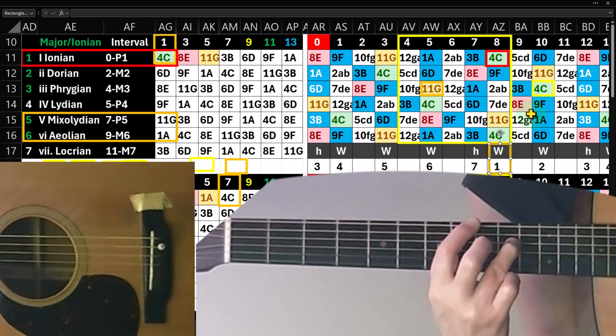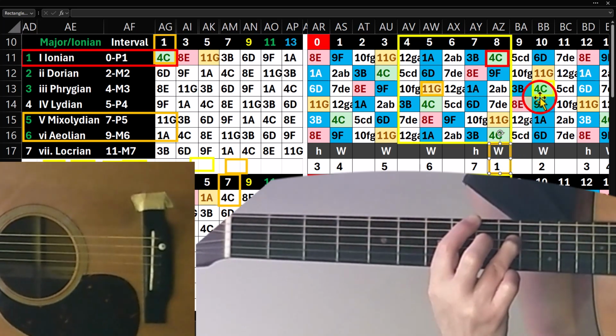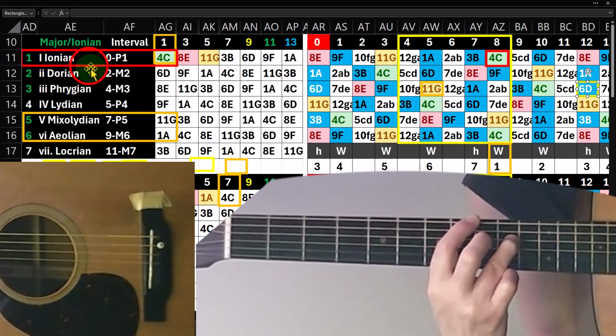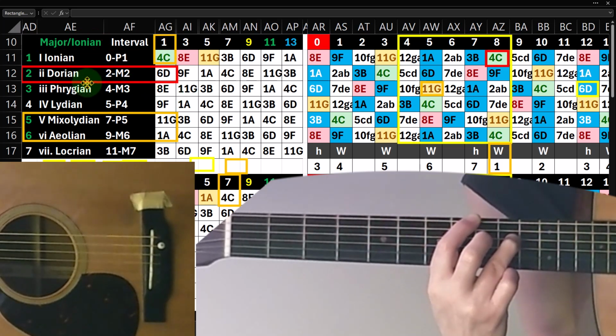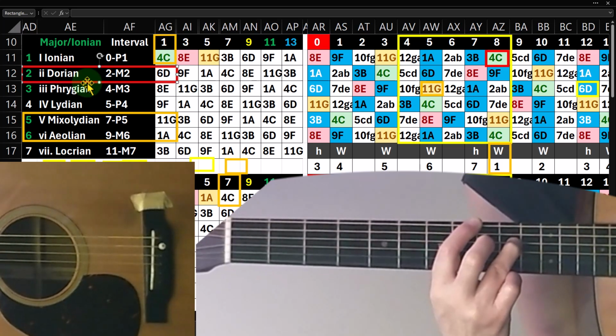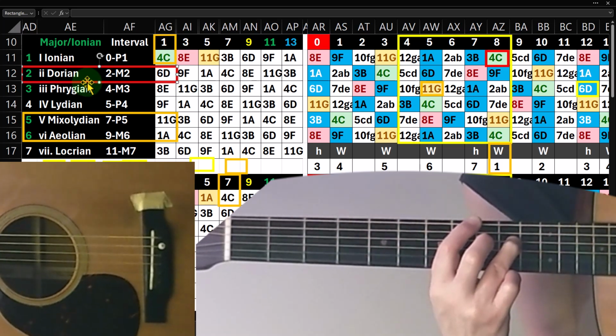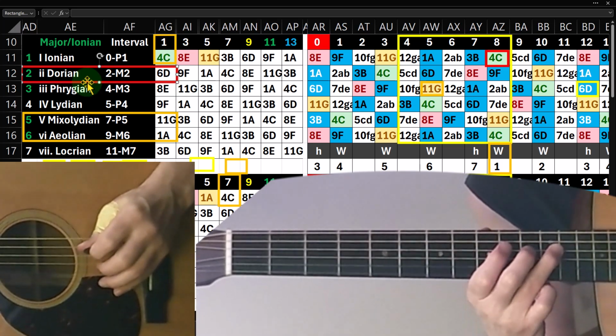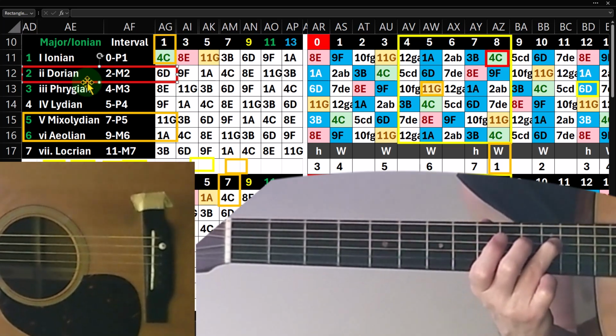So we're going from the first to the second, which is a whole step. First of the major scale to the second of the major scale is a whole step. It's going from absolute mode number 1, Ionian, to absolute mode number 2, the Dorian. So I'm going from here to here, whole step, from C to D.